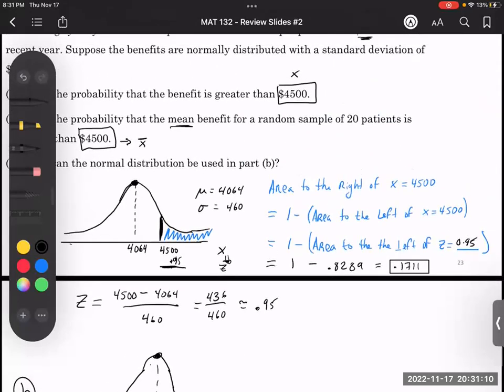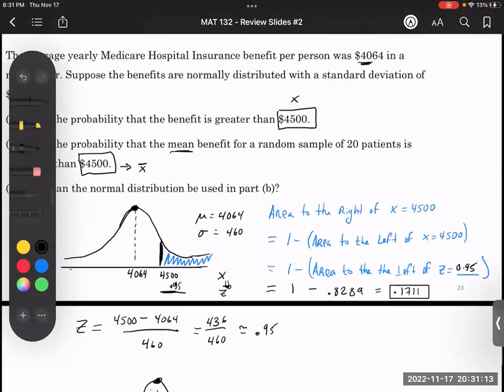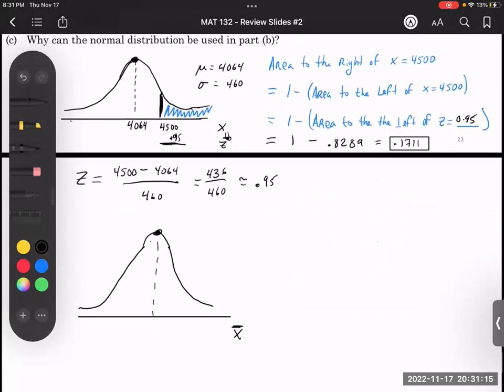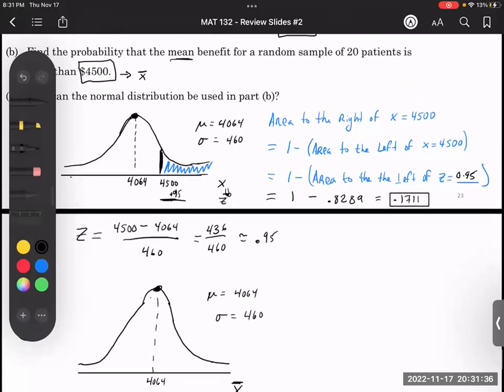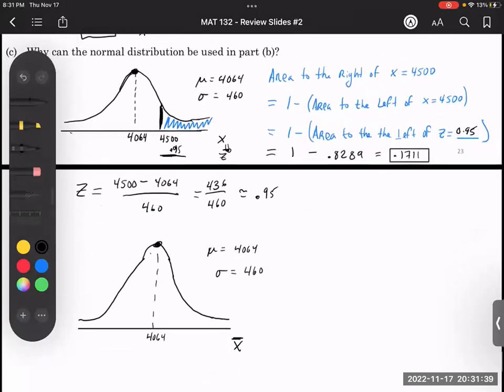All right. So the mean of the population is equal to the mean of all the sample means. So the 4,064, nothing changes there. The standard deviation of the population is still 460. This time, we're trying to find the probability that the mean of the benefits for a random sample of 20 patients is more than 4,500. So let's just say here's your 4,500 again, and I know my sample size, n, is equal to 20.